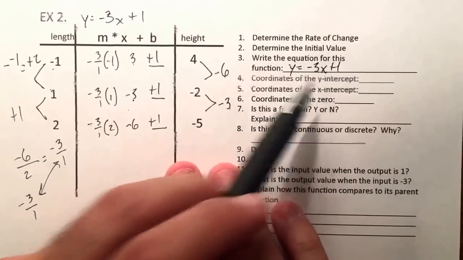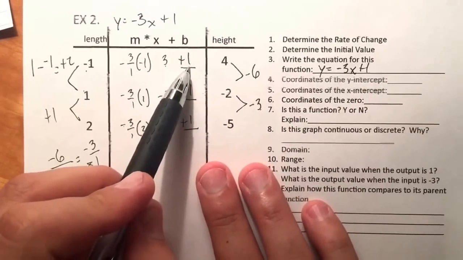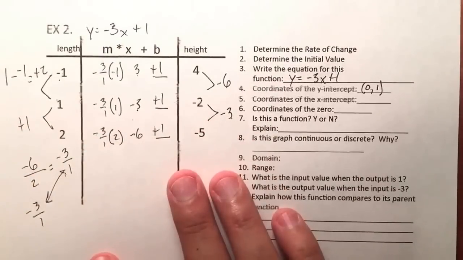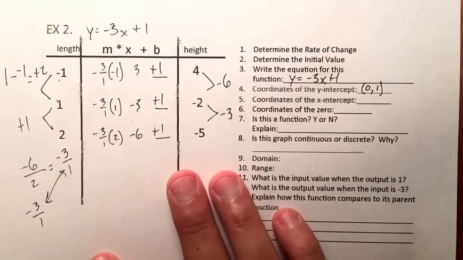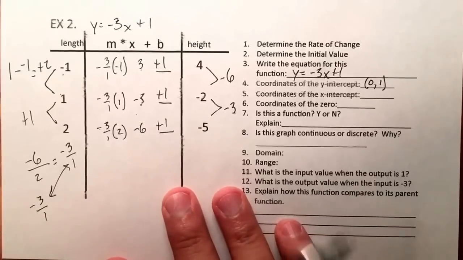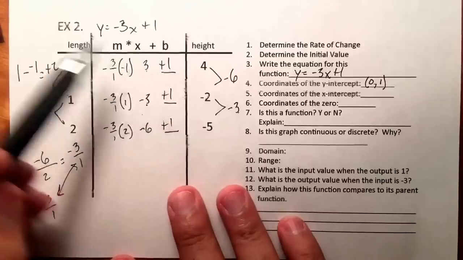What are the coordinates of the y-intercept? Y-intercept, this is our initial value. It's always going to be 0, 1. What are the coordinates of the x-intercept? Well, ladies and gentlemen, you might have to graph. And is this a function? You should graph it. Is this function continuous or discrete?